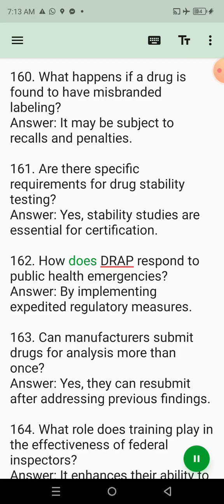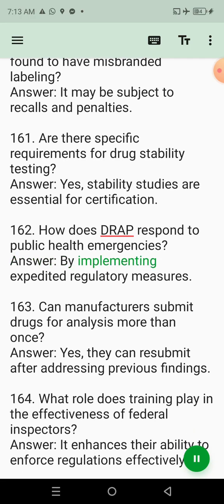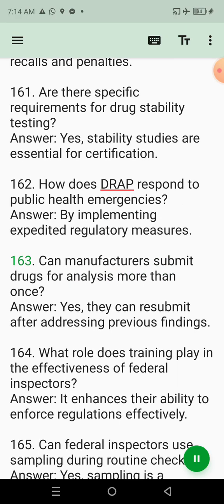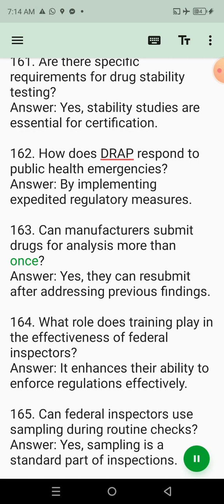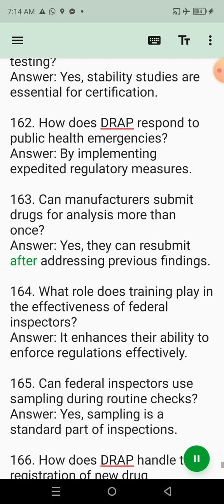162. How does DRAP respond to public health emergencies? Answer. By implementing expedited regulatory measures. 163. Can manufacturers submit drugs for analysis more than once? Answer. Yes, they can resubmit after addressing previous findings.